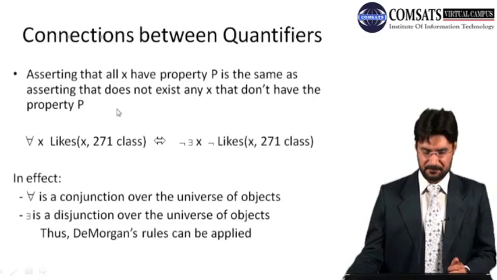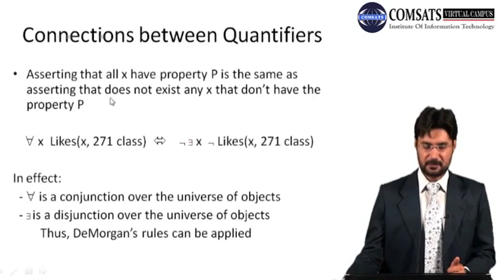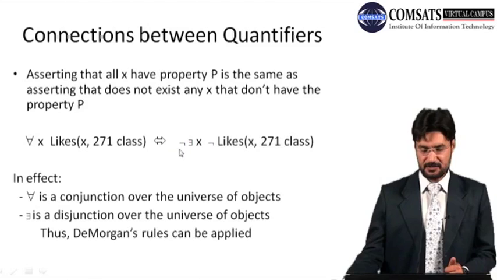So we can also use a different kind of connection, and this connection can be bidirectional. So we can say that there exists some p, or if we look at this example, for all x, x likes 271 class. So what implies in bidirectional: not there exists x such that not x likes 271 class. So we can use for all x, they like 271 class.